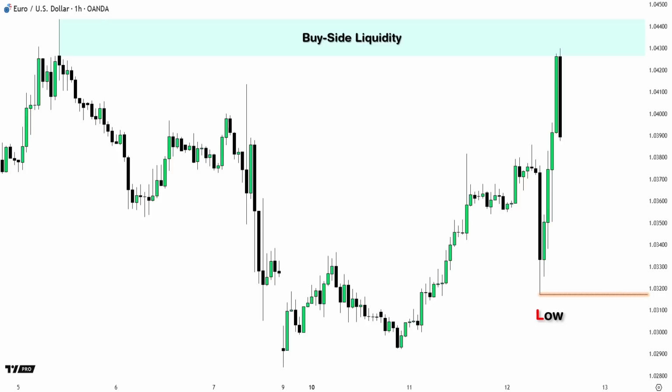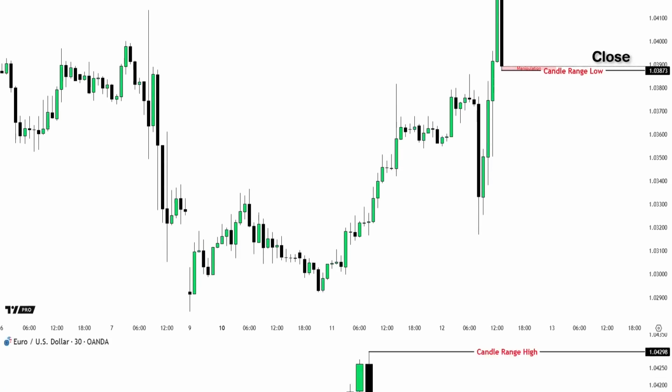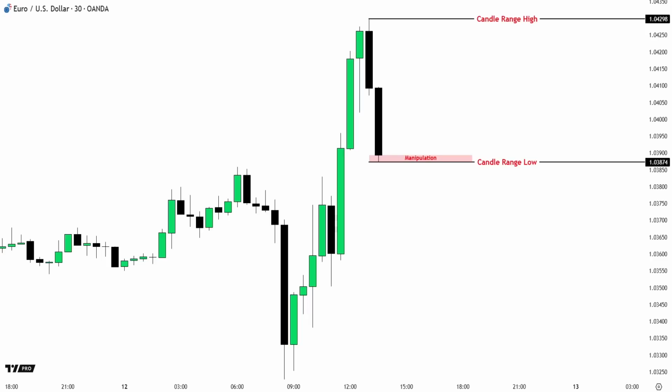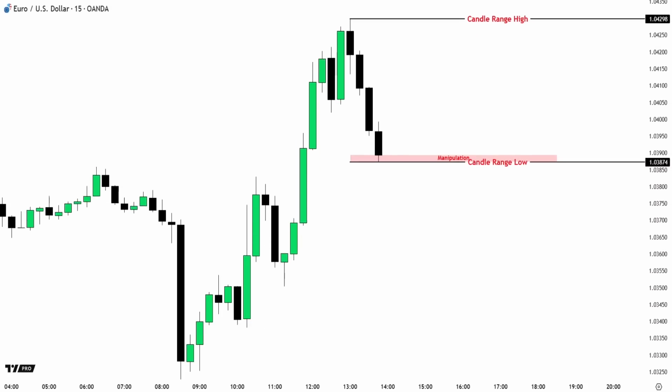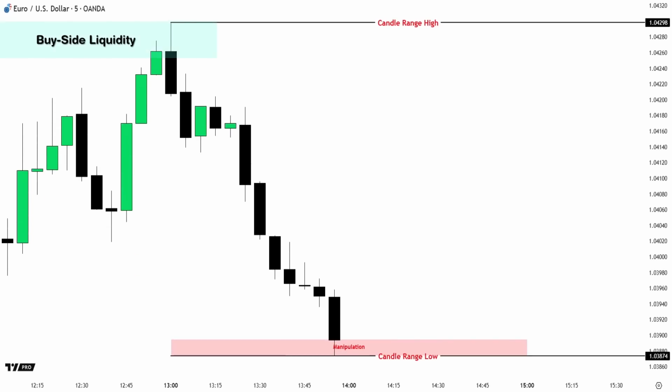First, identify this candle's range and mark its manipulation zone. That's the space between the low and the close, just like we covered earlier. Now we go to the lower time frames to search for smart money footprints. On the 30-minute chart, nothing. 15-minute? Still nothing. Even on the 5-minute, there's no clear confirmation. This is where most traders get impatient, but this is exactly when you need to be more cautious, not less.